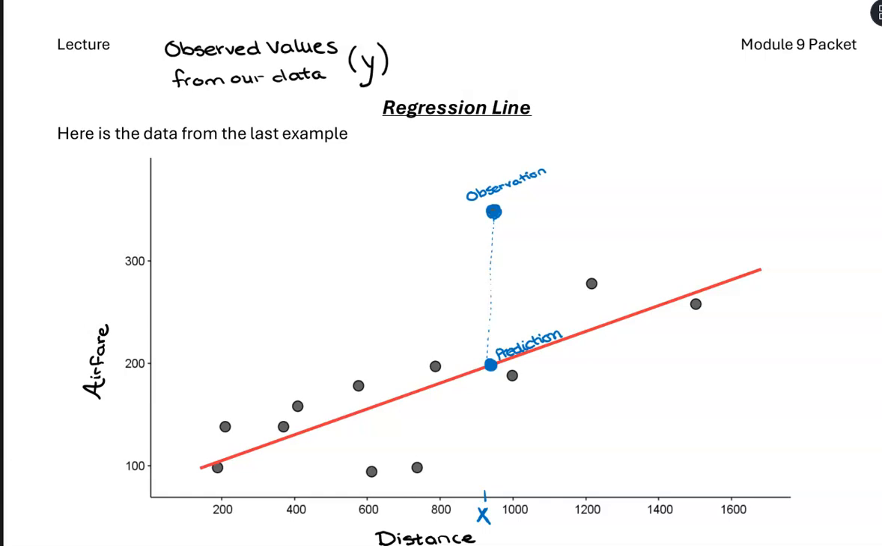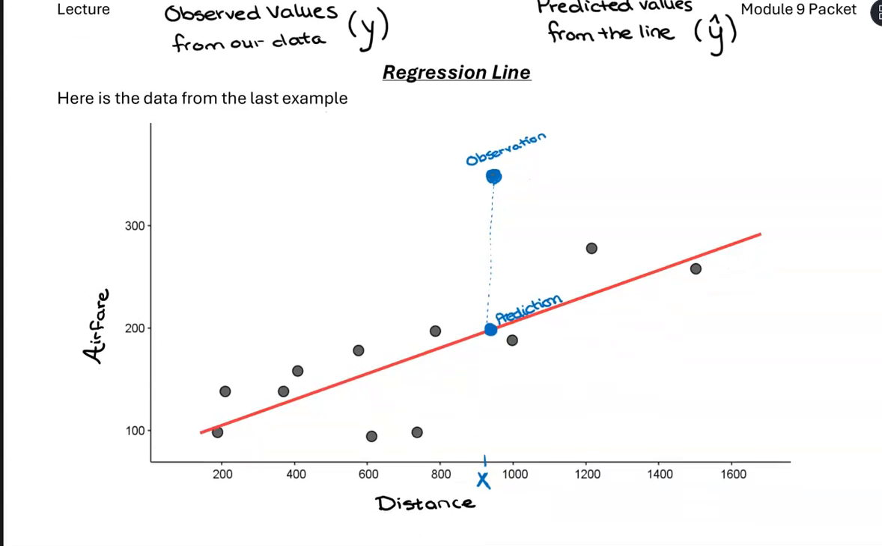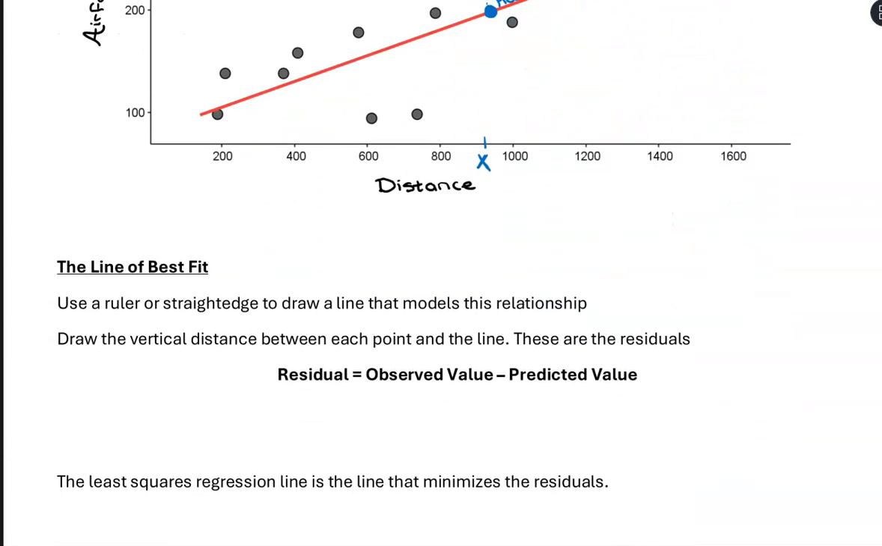New piece are the predictions. So the predicted values are coming from the line. That line is giving us all sorts of predictions based on the trend of the data. And for these, we use y as well, but we use y hat to show that it is a predicted outcome. So y hat comes from our line, y comes from our data. Okay, we'll come back to this and get some more information there.